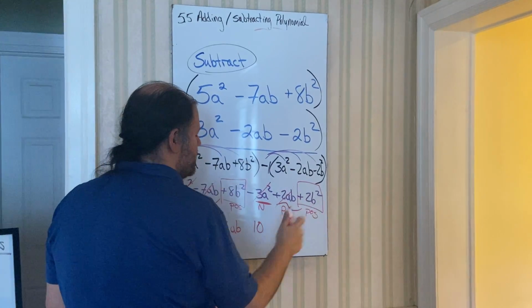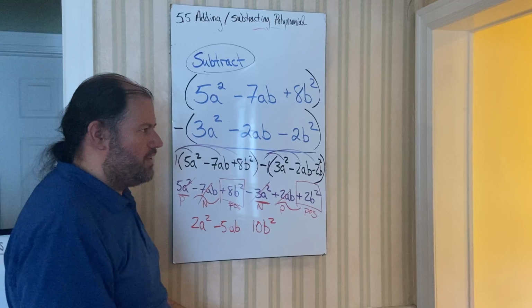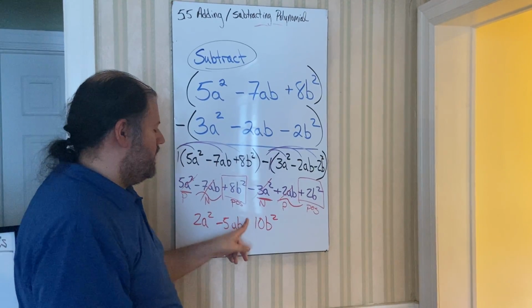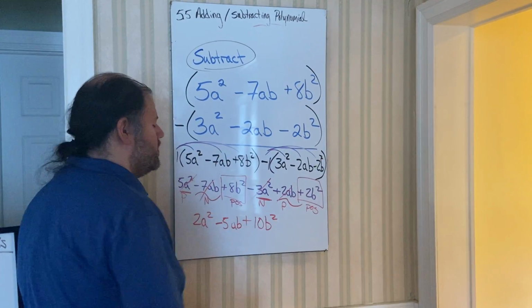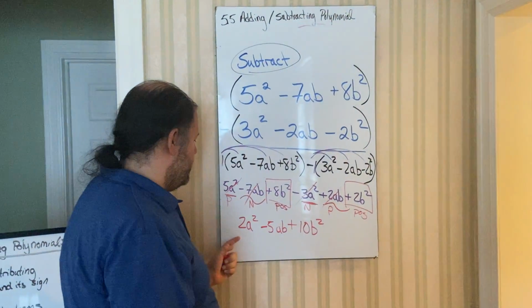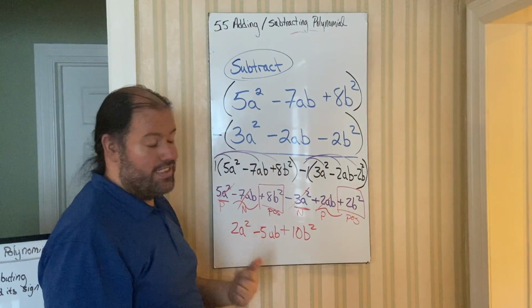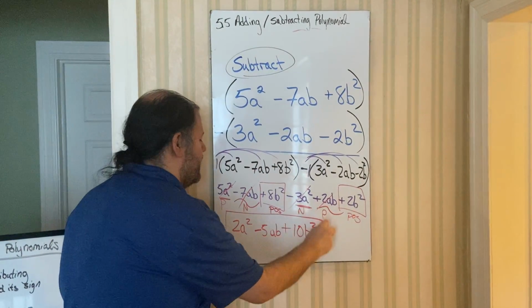b squared, remember, stays the same variable part, b squared. Make sure that you put a plus sign to show that it's positive. This is in descending order, and notice that no term is like, so this is considered our simplified answer.